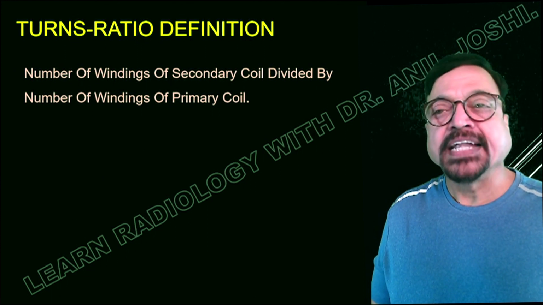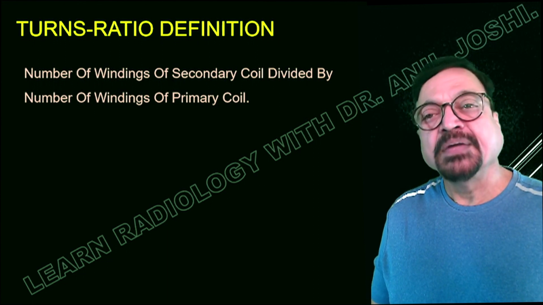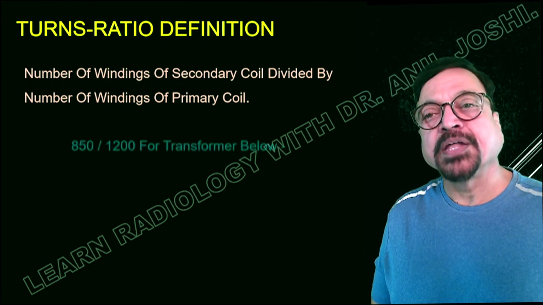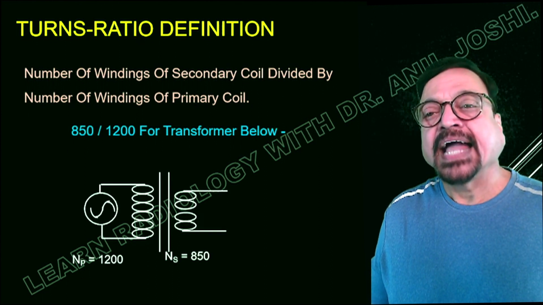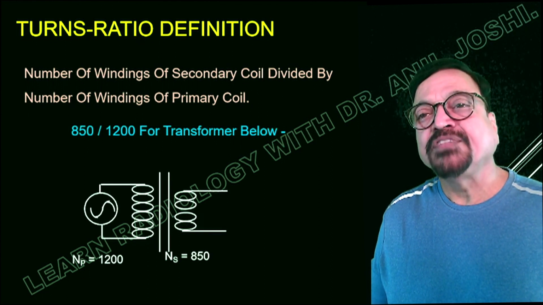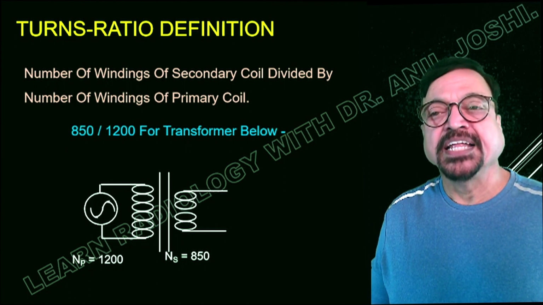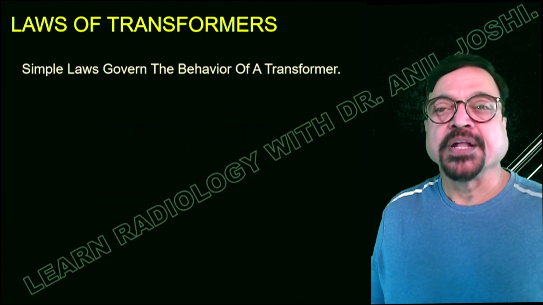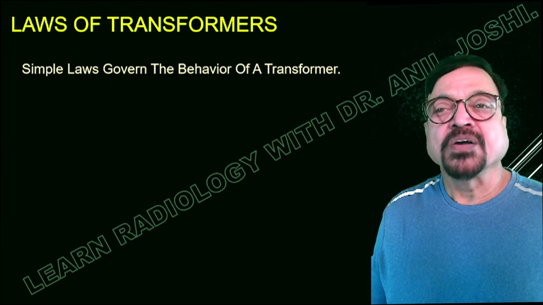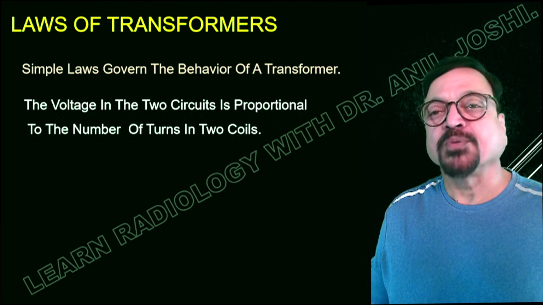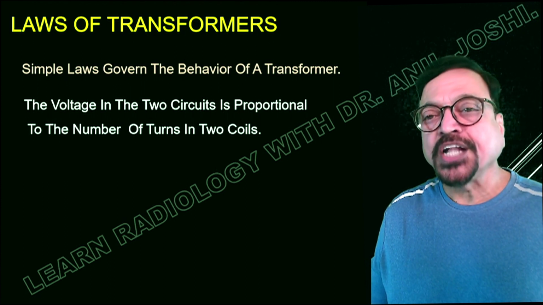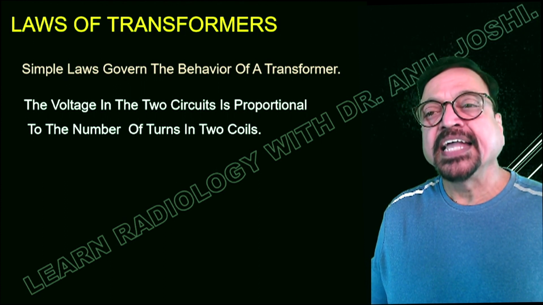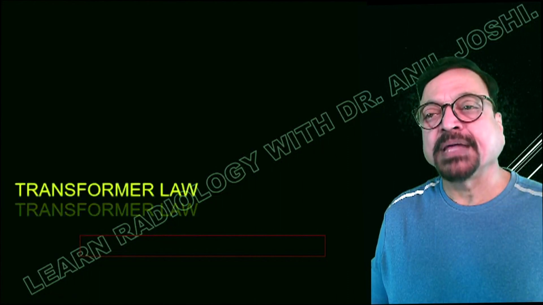The turn ratio is the number of windings of the secondary coil divided by the number of windings of the primary coil. This gives you a diagrammatic presentation of the turn ratio definition. The law of transformer: a simple law governs the behavior of a transformer. The voltage in the two circuits is proportional to the number of turns in each of the two coils, that is primary and secondary.